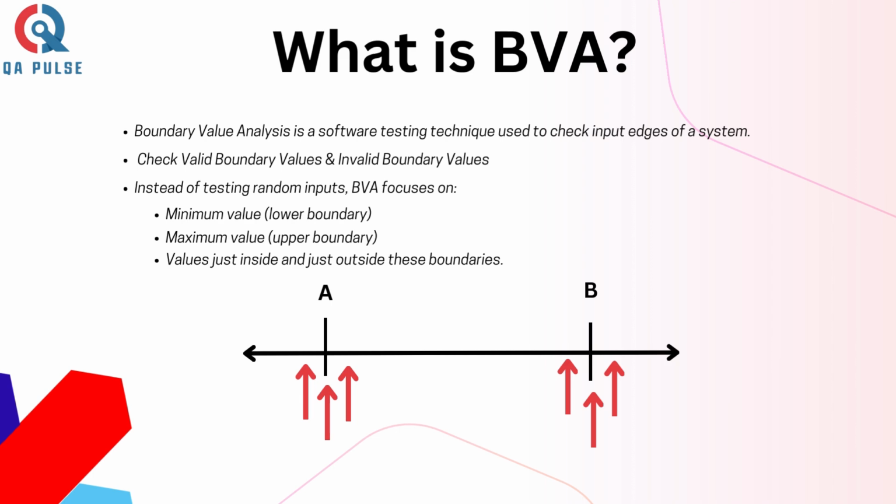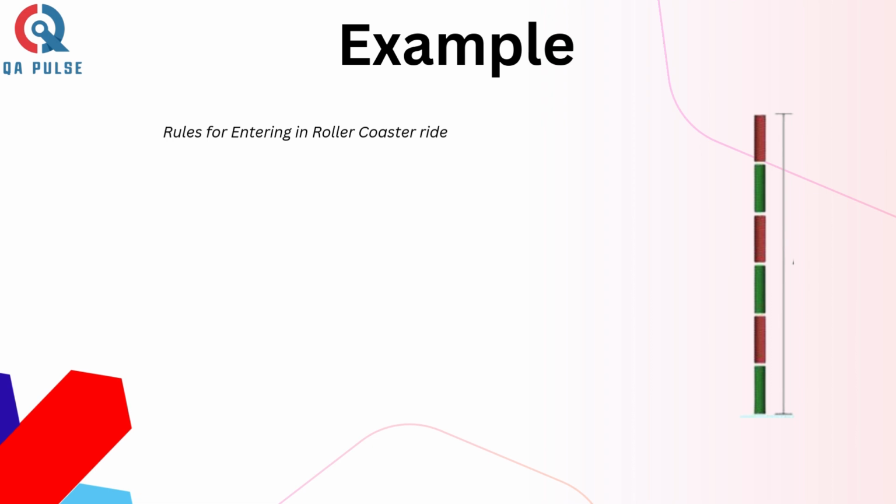Okay, now let's give an example. Let me explain it through an example. Suppose you are entering an amusement park and the rules for the roller coaster ride are: minimum height is 120 centimeters, maximum height is 200 centimeters. And the operator needs to test their height measuring machine with BVA. So here is how it could go.